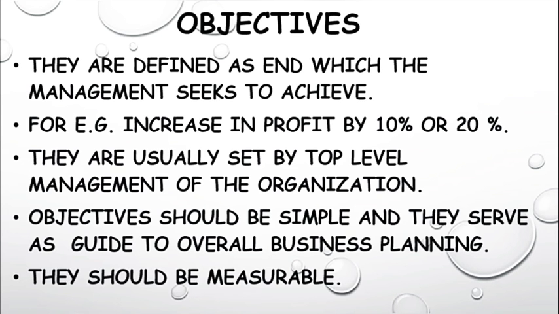Now here an example is given, as you can see in the picture. For example, an increase in profit by 10% or 20%. These objectives are usually set by the top level of management of the organization. Objectives should be very simple and they should guide the overall business planning, and the objective should be measurable in quantitative terms in the form of a written statement of desired results within a given period of time.